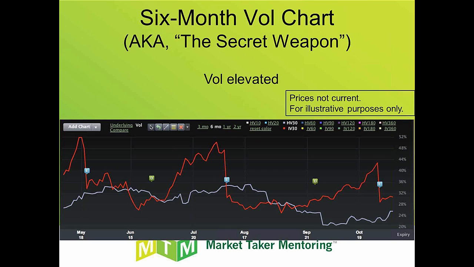So one could say that, getting rid of earnings, implied volatility is a little bit high relative to itself, but it's also high relative to historical volatility.